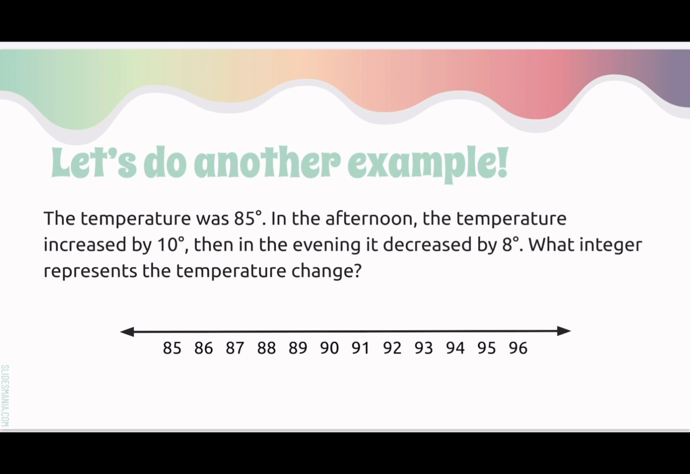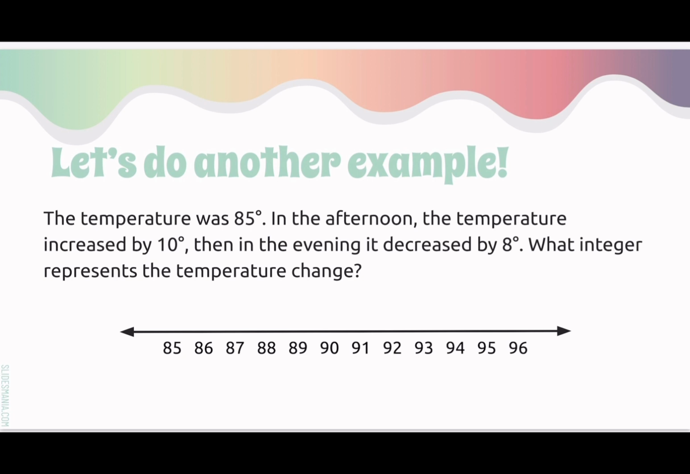So the temperature was 85 degrees. In the afternoon, the temperature increased by 10 degrees. Then in the evening, it decreased by 8 degrees. What integer represents the temperature change? As we know from before, integers are whole numbers. If the word integer is a new word for you, no need to fear. We have some videos on my channel, but it's just a whole number, nothing crazy.